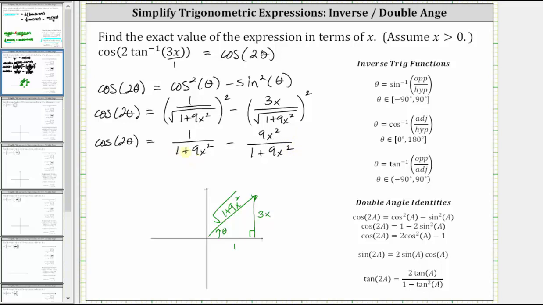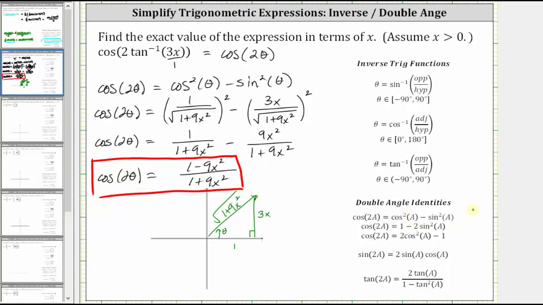And now we're almost there. Notice how we do have a common denominator, and therefore we subtract by keeping the denominator the same, and then we subtract the numerators. So we have cosine 2 theta is equal to, in the numerator we have 1 minus 9x squared. In the denominator we have 1 plus 9x squared. Notice how we do have a difference of squares in the numerator, so the numerator does factor, but since the denominator is a sum of squares, it does not factor, and therefore the expression does not simplify, and we are done. And we do get the same result using any of the 3 double angle identities for cosine. I hope you found this helpful.